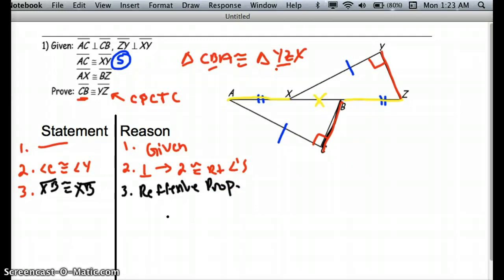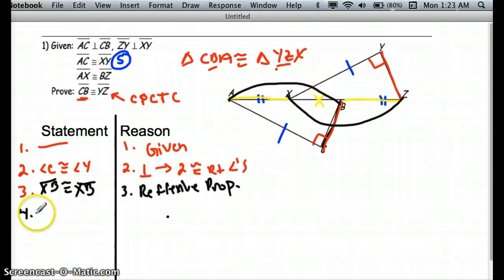Okay, so now we can state that AB is congruent to ZX, and that's because when we add the same thing to congruent pieces, we get two new congruent pieces. Okay, so our next step is to say that AB is congruent to ZX. And that would be the addition postulate.